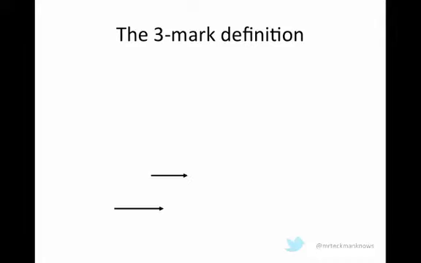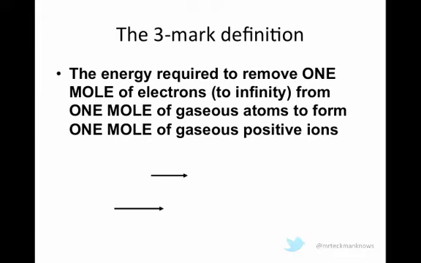And this is a really common question in exams. So here's the standard 3-mark definition. The energy required to remove 1 mole of electrons to infinity from 1 mole of gaseous atoms to form 1 mole of gaseous positive ions. What you need to think here is, how many electrons am I removing? 1 mole. That's enough to make 1 set of positive ions from 1 mole of gaseous atoms. And you're forming 1 mole of gaseous positive ions.